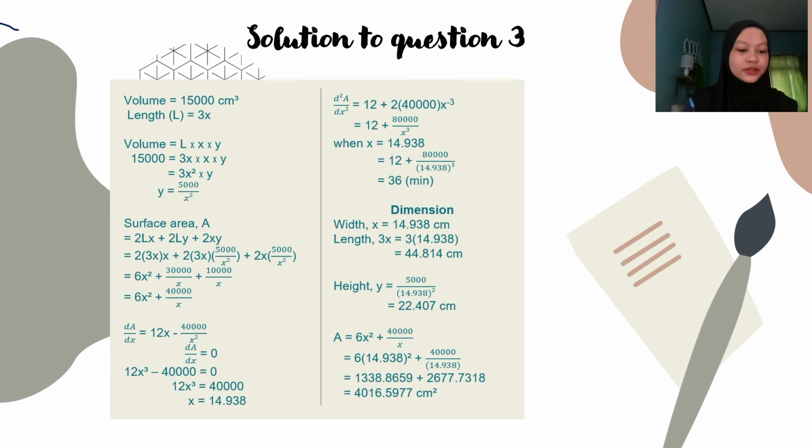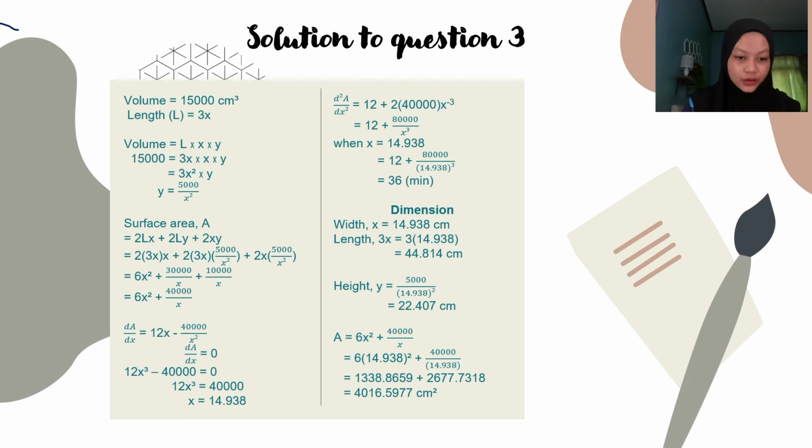So after solving the surface area formula, we need to find the critical point, which is the first derivative. In this question, the first derivative is dA over dx. So we need to differentiate the surface area. So first, differentiate 6x squared, we become 12x, and differentiate 14,000 over x become negative 14,000 over x squared. Okay, for critical point, the derivative is equal to 0.